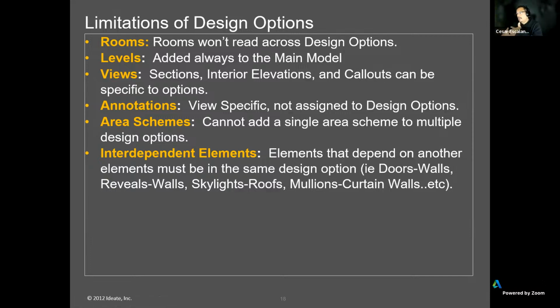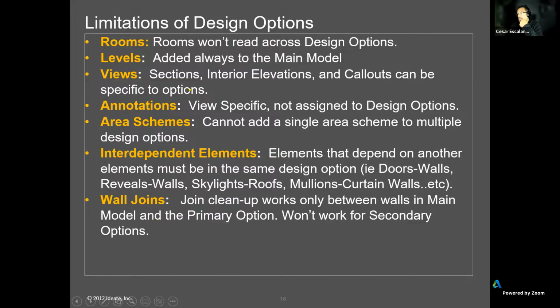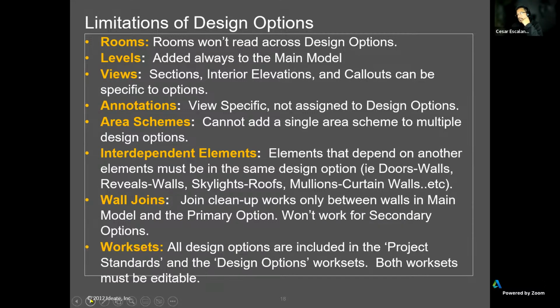Elements that depend on another must be in the same design option. For example, a wall and a door need to be in the same design option. I think this makes sense, right? A skylight and a roof, they need to be in the same design option. Mullions and curtain walls, reveals and walls, etc. The wall joints, oh, this is a good one. Wall joints are going to clean up nicely between the main model and the primary options. I think I mentioned this. They won't clean up nicely with secondary options.